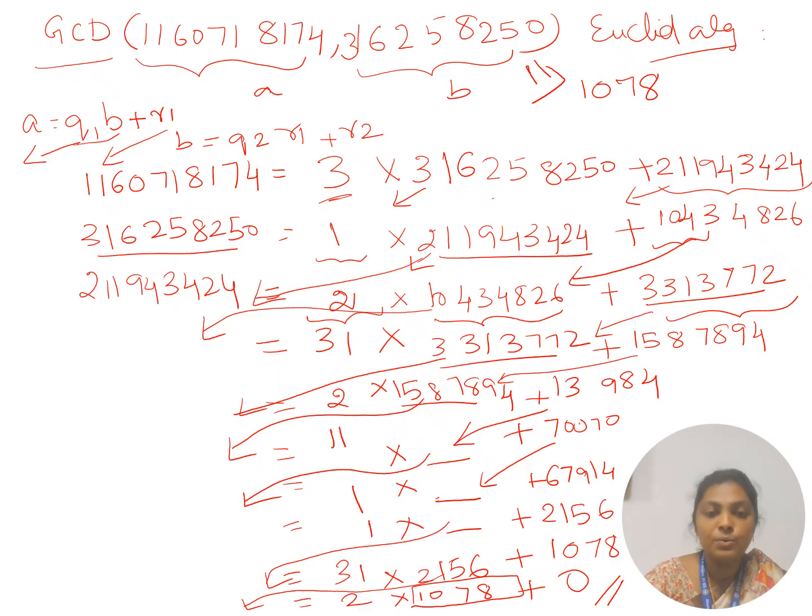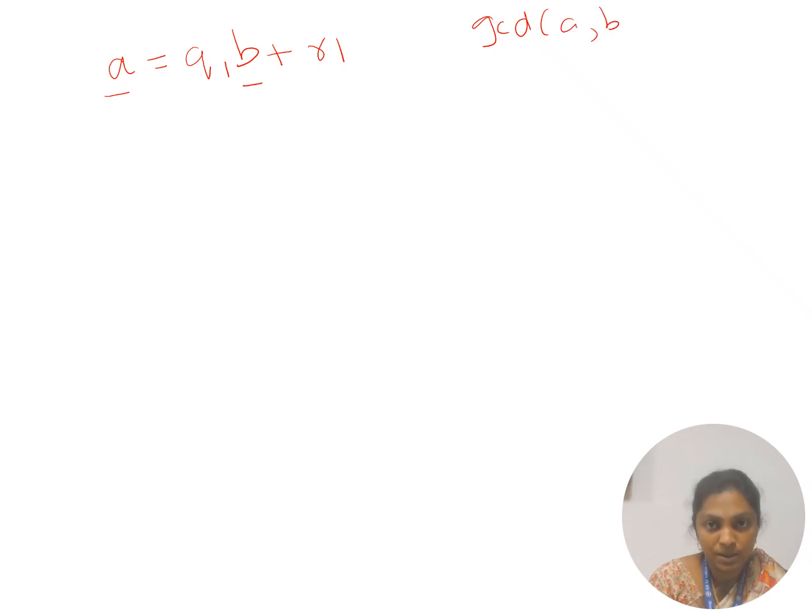So A equal to Q1 into B plus R1. That's the basic thing you should know. So we should always remember the Euclid algorithm like A equal to Q1 into B plus R1. So A and B are the two given numbers. So GCD of A and B, that's what the given question. And now what we have to do in next step, we are dividing A and B, so we will get a quotient and a remainder.